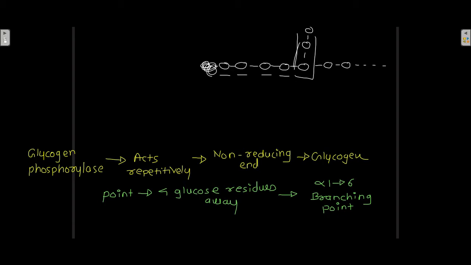This glucose molecule and the branching point have a distance of 4 glucose residues. So only up to this glucose will glycogen phosphorylase act. Glycogen phosphorylase will not remove this glucose or this glucose. It cannot act any further, because now the distance between this glucose and the branching point is just 4 glucose residues. That's why.